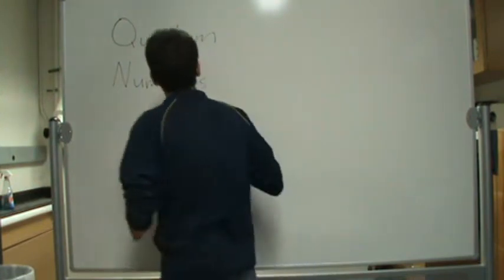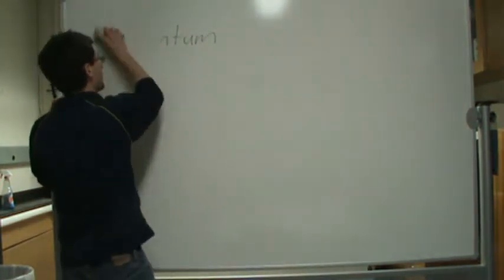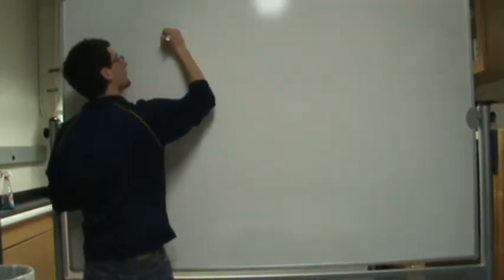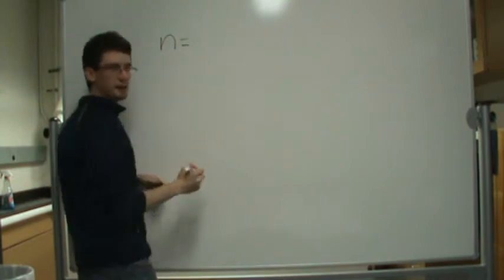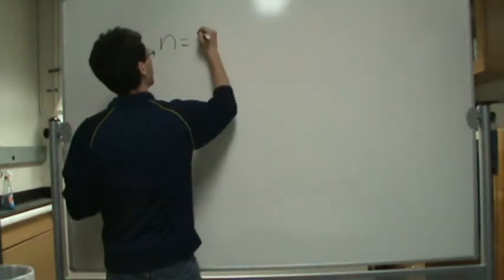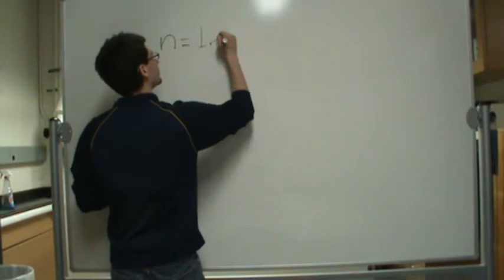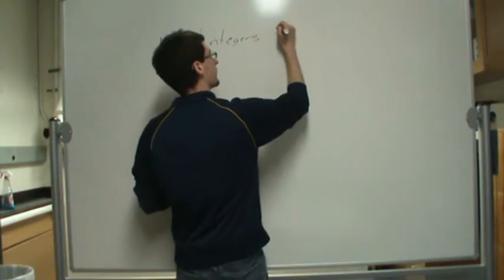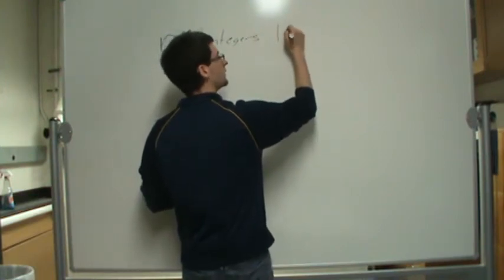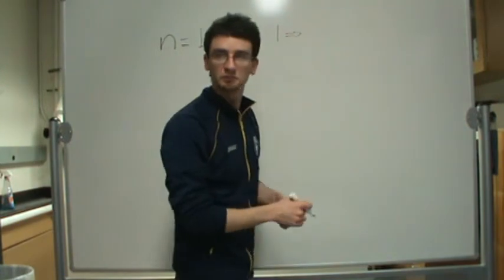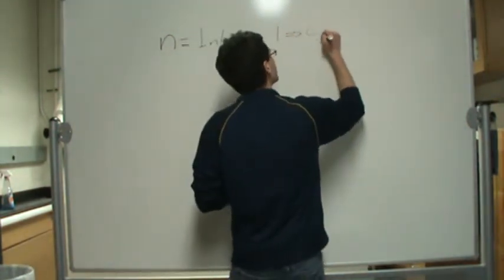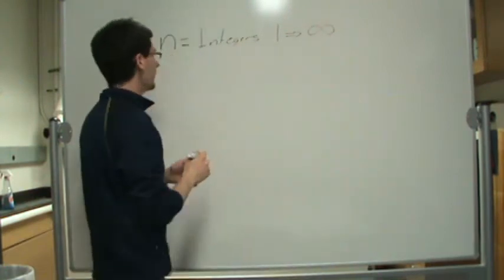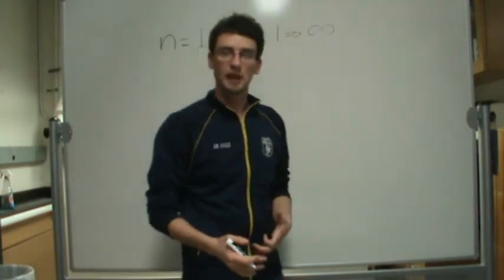The first quantum number is known as the principal quantum number. It is n. And n takes on whole discrete integer values, so integers, starting from 1 and going to infinity. Next, we have L, which is known as the angular quantum number.